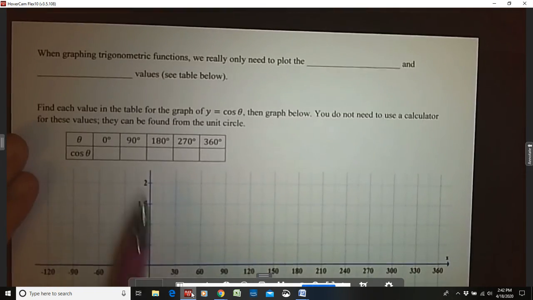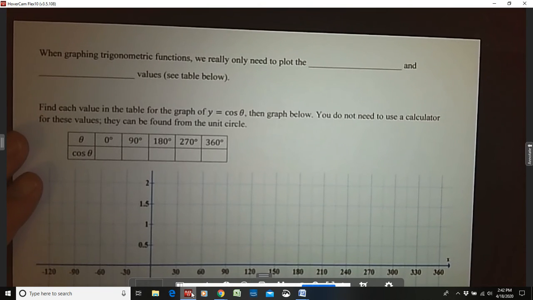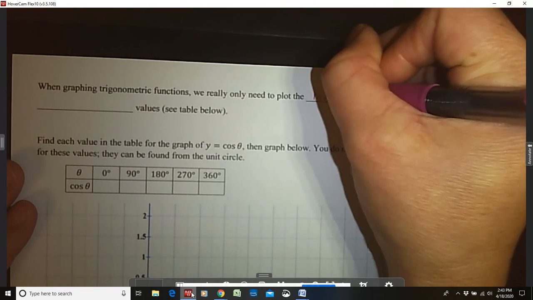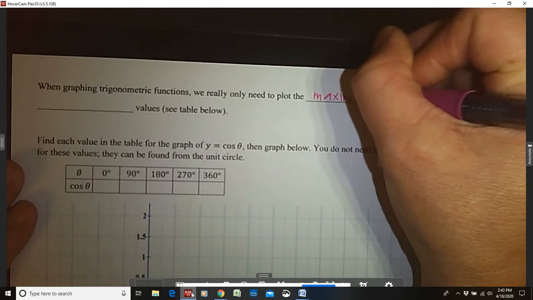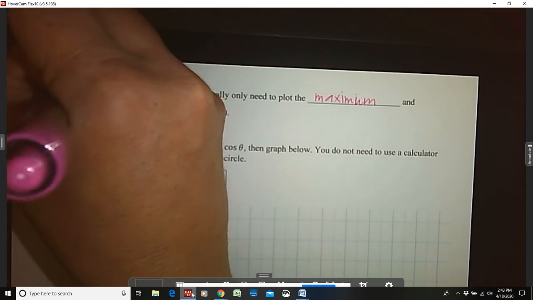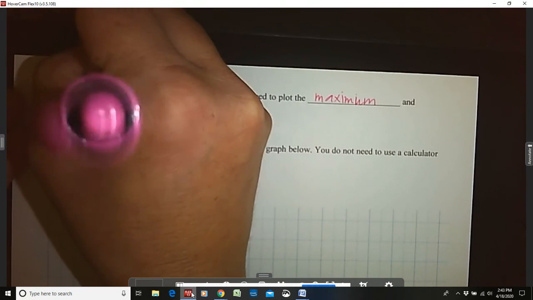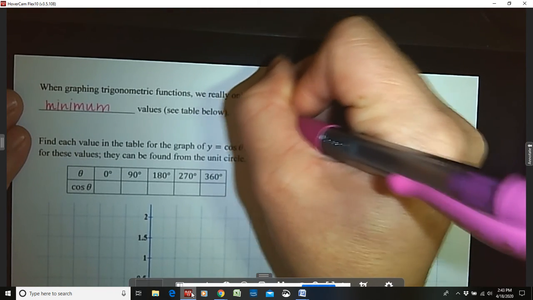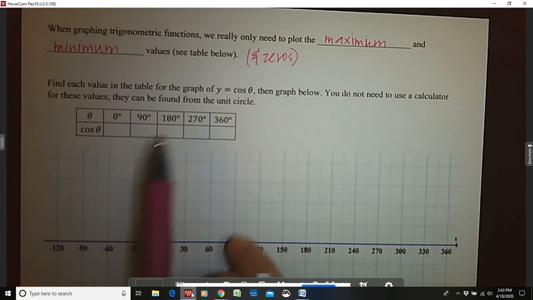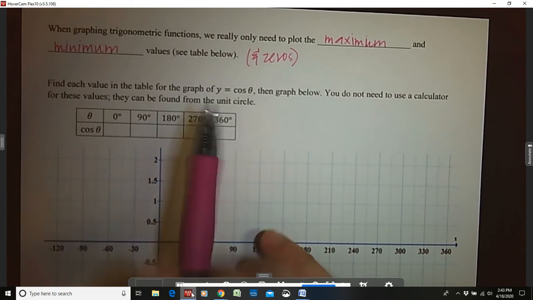So moving on to cosine, you'll see that from here on out, our table is going to just look like this. It's going to be much smaller. So when graphing trig functions, we really only need to plot the maximum and minimum values and the zeros. So we're going to add that in here. Now, where in the world do I get these? Again, at the moment, we've been using a calculator, but these are your quadrantal values.